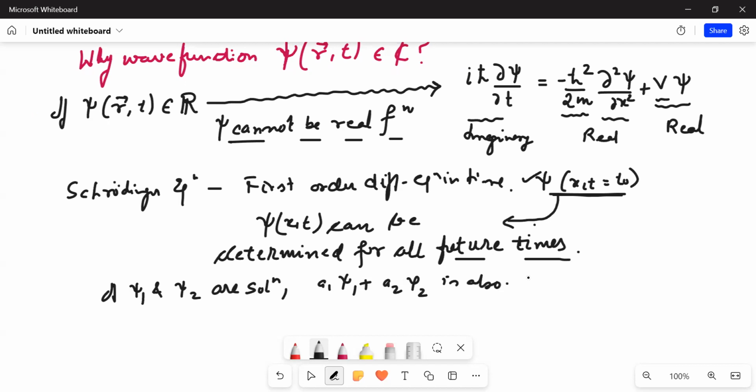These two properties are very important because, see, later we are going to use this. Psi 1 and psi 2 being a solution is also a solution, where a1 and a2 belong to the set of complex numbers.